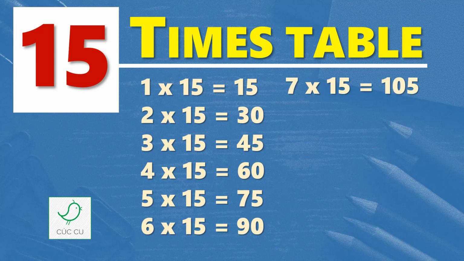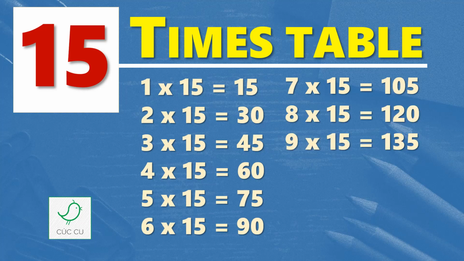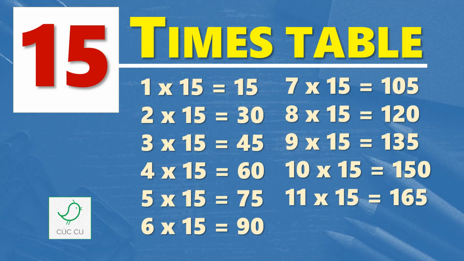7 times 15 are 105. 8 times 15 are 120. 9 times 15 are 135. 10 times 15 are 150. 11 times 15 are 165. 12 times 15 are 180.